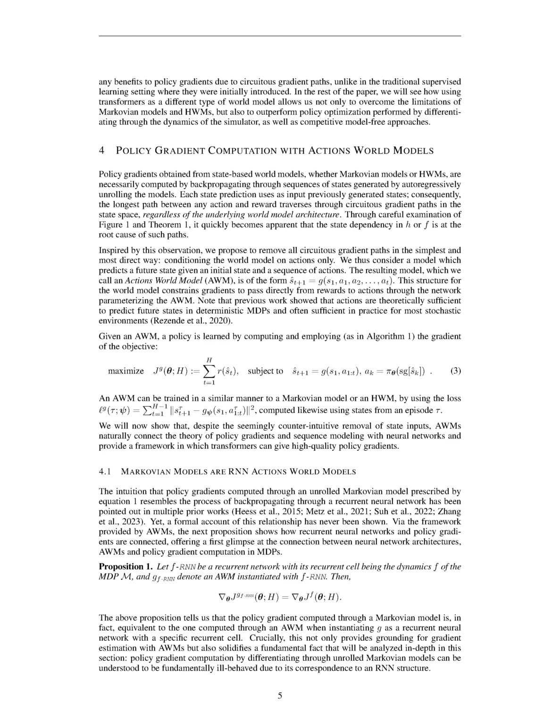Section. Markovian models are RNN actions world models. In this section, we delve into the intriguing relationship between Markovian models, recurrent neural networks, RNNs, and the computation of policy gradients. It has been previously suggested that the method of calculating policy gradients through a Markovian model closely mirrors the process of backpropagation through an RNN. However, a detailed exploration of this connection has not been presented until now.